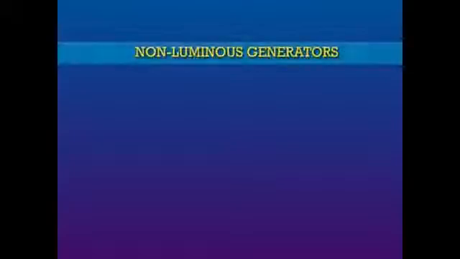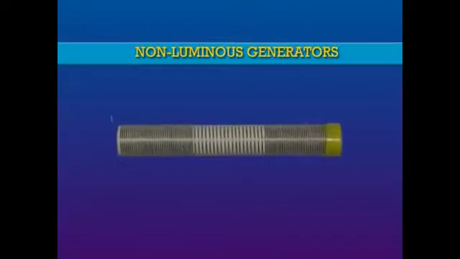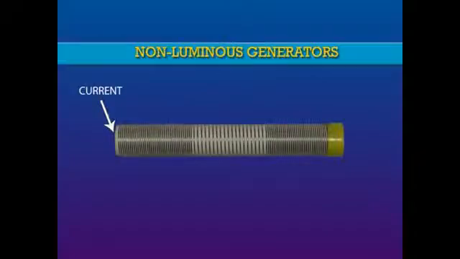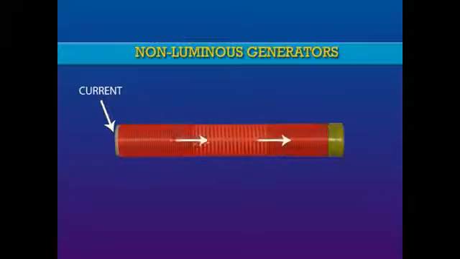And here comes the non-luminous generator. A simple type of element for producing infrared consists of a coil of wire wound on a cylinder of some insulating material such as fire clay, like the element of a radiant electric fire. An electric current passes through the wire and infrared rays are emitted from the hot wire, which is heated by conduction.